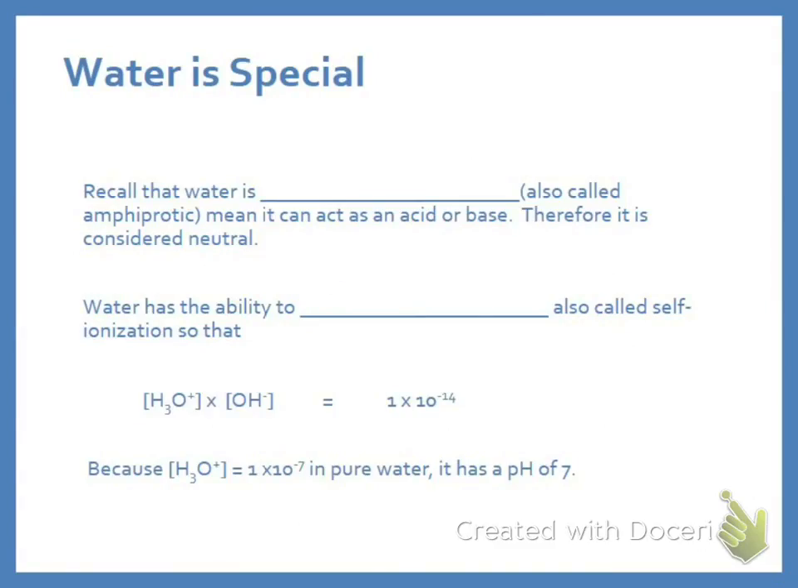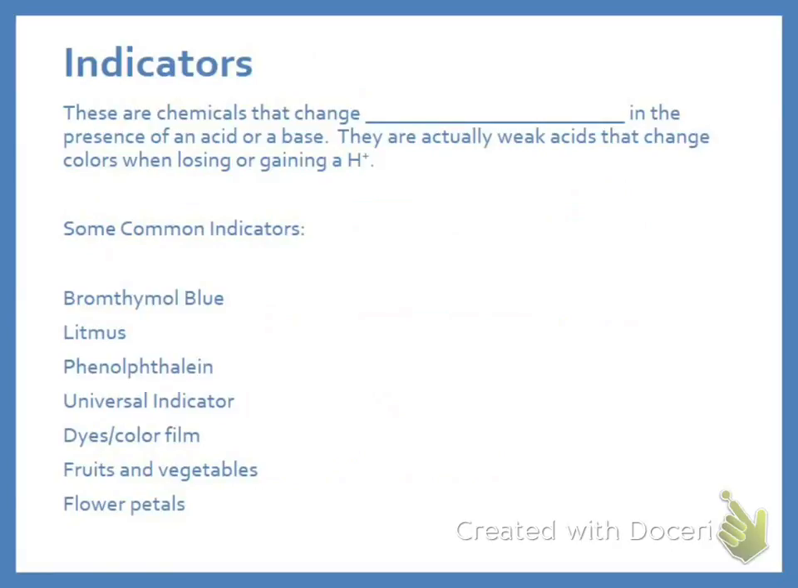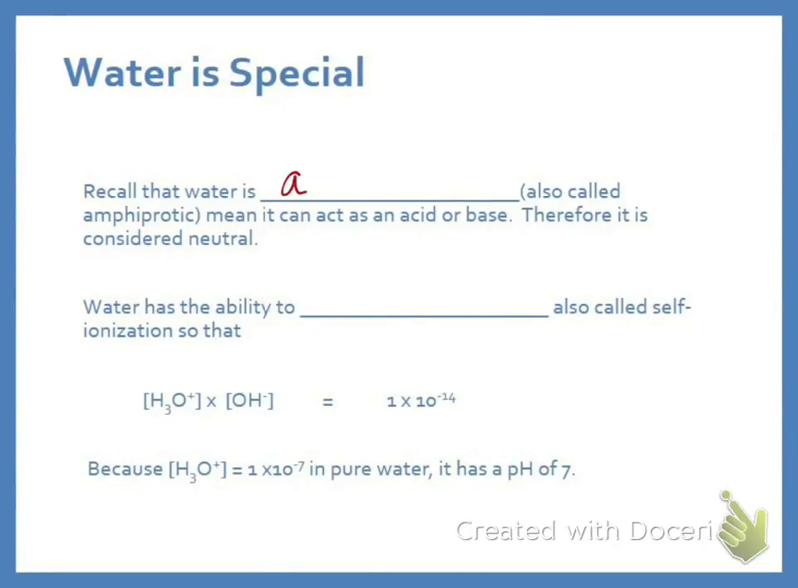So that brings us to water. Earlier in the first lesson, we remember that water could act as an acid or a base. We call that amphoteric. So that's the second time you've seen that definition. Which means it can act as an acid or a base.